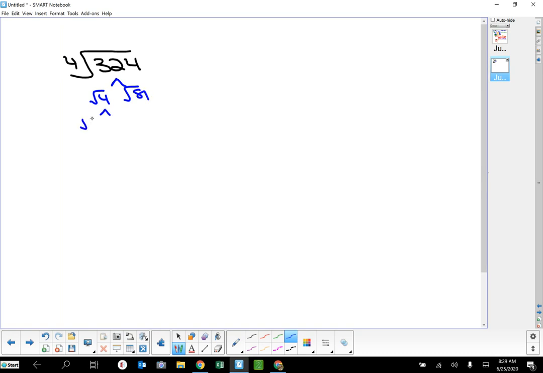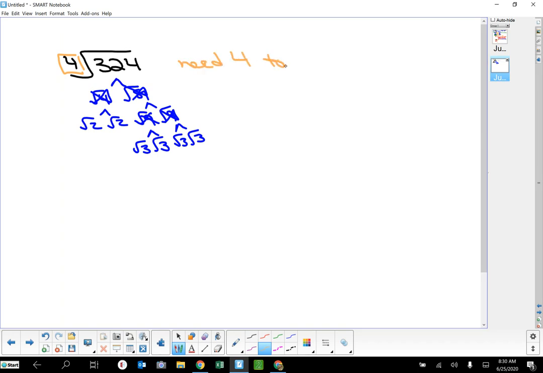Well, the 4 is going to go to a 2 and a 2, so the 4 goes away. 81 is going to go to a 9 and a 9. Each of the 9s will go to a pair of 3s. Okay, well, note the index is a 4, so that means I need 4 of something to get one out. Okay, so I have 4 3s here, so that gets me 1 3 to come out. These guys can't come out because there's only 2 of them.